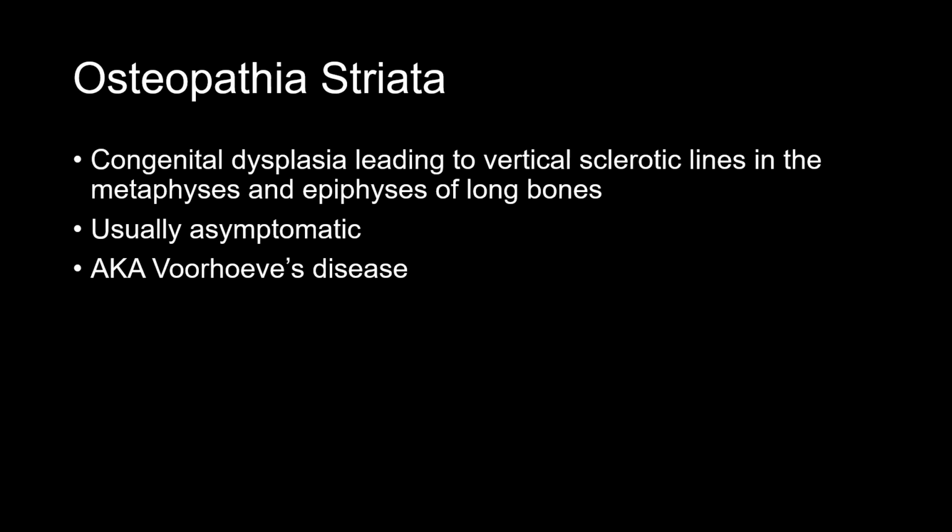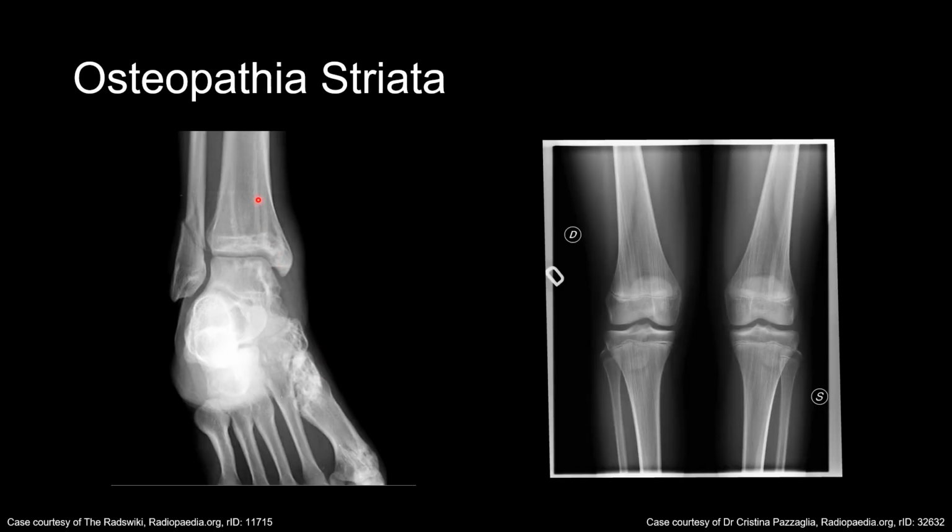Osteopathia striata is a congenital dysplasia where you get these vertical sclerotic lines within metaphyses and epiphyses of long bones. It's typically asymptomatic and therefore an incidental finding. So here you can see the vertical lines within the distal tibia, and it was likely found when they're imaging to determine if the ankle was fractured, in which case this distal fibula was fractured. Another example here showing those vertical sclerotic lines on both the femur and the tibia and fibulas.